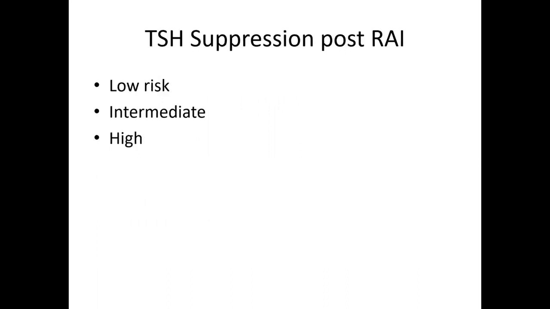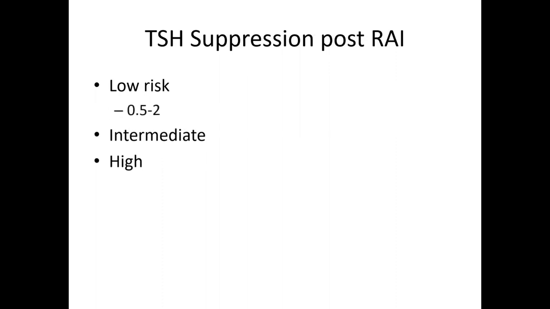How do we suppress TSH post-RAI? It is dependent on the ATA risk group. In low risk, there is no such suppression. We just keep the TSH goal between 0.5 to 2. In intermediate, we have mild suppression, between 0.1 to 0.5. And for high risk patients, it is moderate to high suppression, that is less than 0.1.